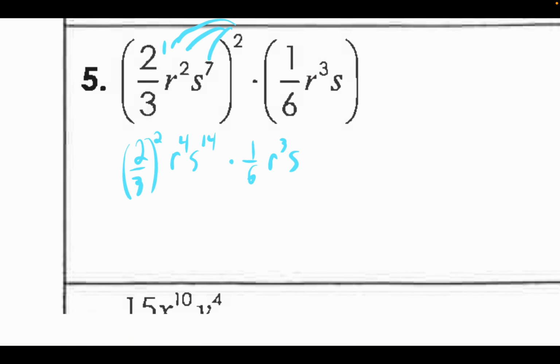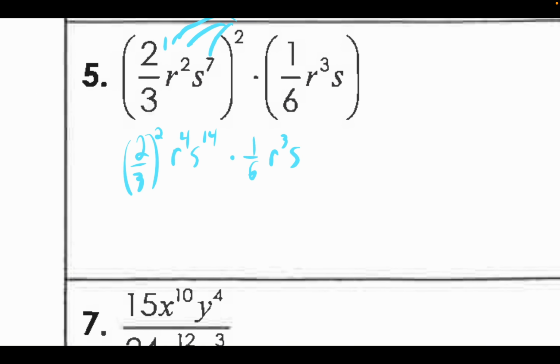Now, 2/3 to the second power is really 2/3 times 2/3, or 2 squared and 3 squared. So that's 4/9 r to the 4th, s to the 14th, times 1/6 r to the 3rd s. And now we actually go through and multiply. I can cross reduce 4 and 6 by 2 to give us 2 and 3. And that gives me 2 over 27 for my coefficients.